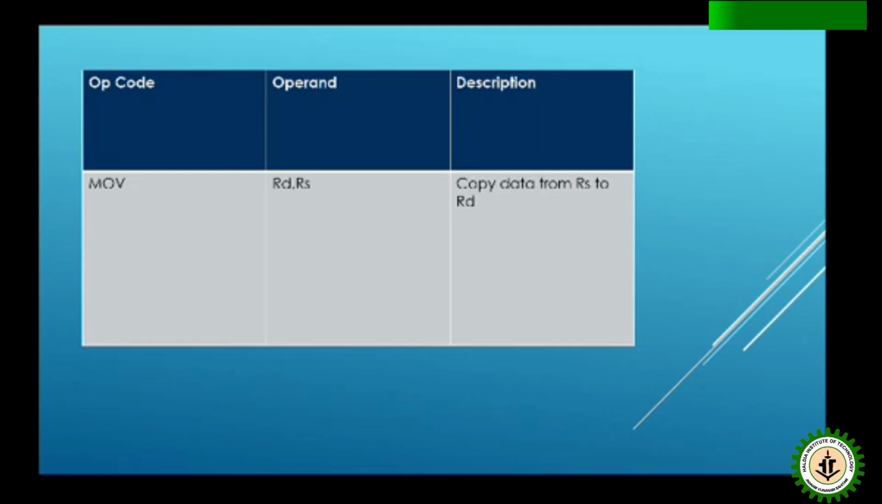This is a very simple instruction I am discussing here. A very, very simple instruction. MOV RD, RS, description: copy data from RS to RD. MOV means actually move instruction, but it is a copy-paste instruction.